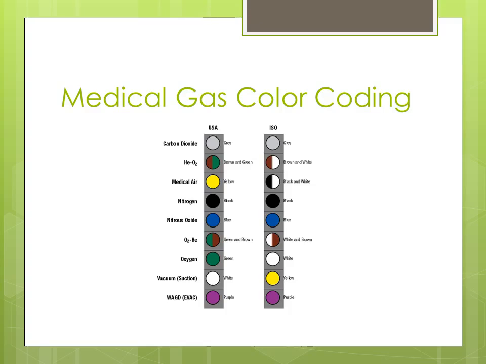So gray cylinders you would see would be carbon dioxide. Medical air, yellow, again, that's very common. Nitrogen, black. Nitrous oxide, blue. And then skipping down to oxygen, green. And then vacuum suction, which is white. And the waste anesthetic gas is purple. So these are the common color codes you would see in healthcare.